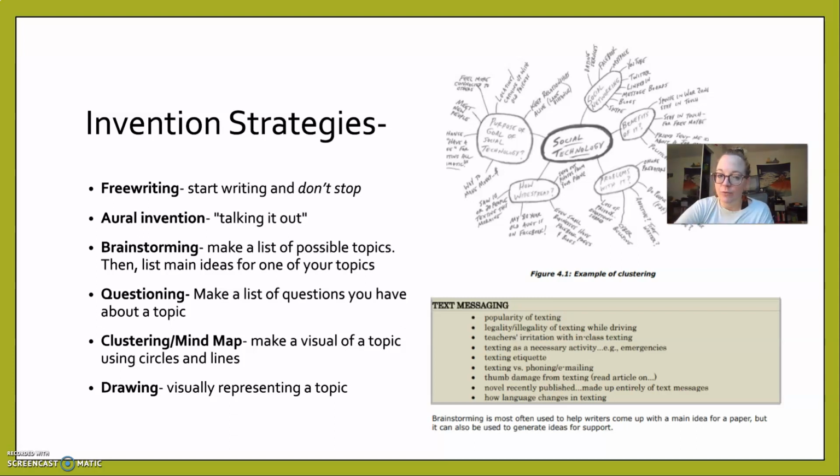Questioning is very helpful as well. So you put a topic or an experience down and you make a list of questions about it. Clustering is like this mind map here. You've probably done that before or seen it. That's also a great way to go. And then finally, they talk about drawing. If you're kind of a visual person, sometimes literally just kind of stick figure out your topic can get you sort of thinking in the right mindset.